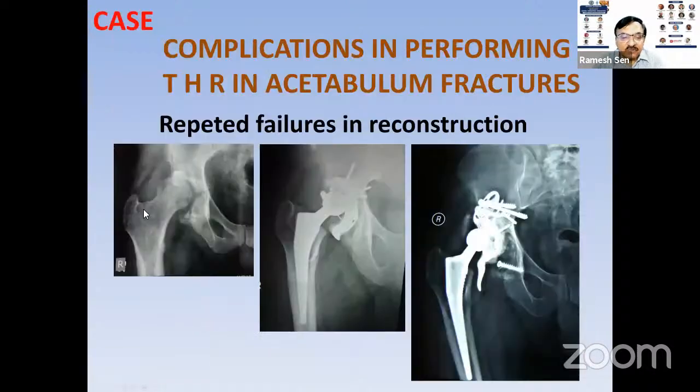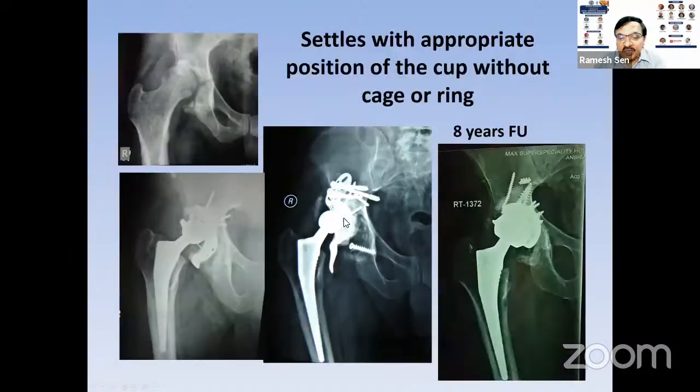There is another case where there was a repeated failure. This was the case. This is a cage which was there, which failed. This another cage also failed. And then subsequently, when we removed this cage, we finally settled with this uncemented cup only because we had a good amount of bone. It had been grafted a lot in the previous surgery, so we could get our primary cup well fixed. Now it was 8 years, but now I have got about 10 years follow-up of this case.